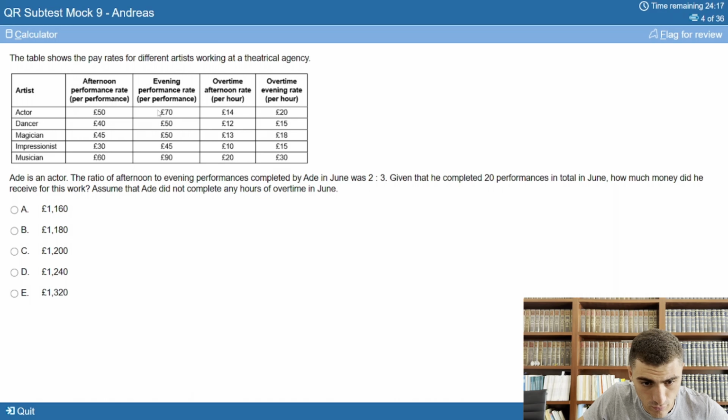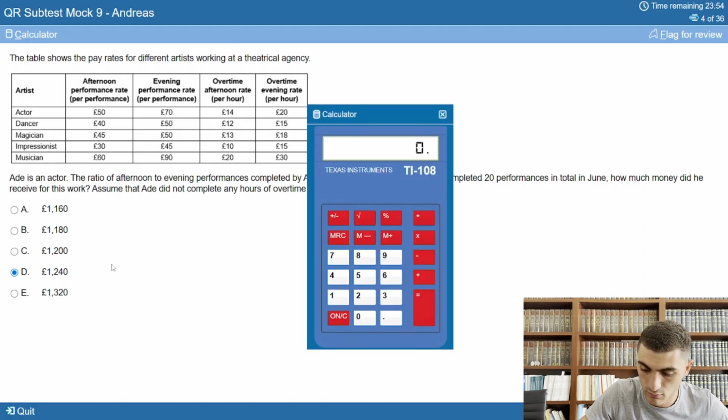So afternoon to evening 2 to 3 ratio, 20 performances. How much money did he receive for his work? So it's 2 times 50 is 100, 3 times 70 is 210, so it's 310 times 4. So 310 times 4 is, okay, let's do 310 times 4. Yeah, so it's D.